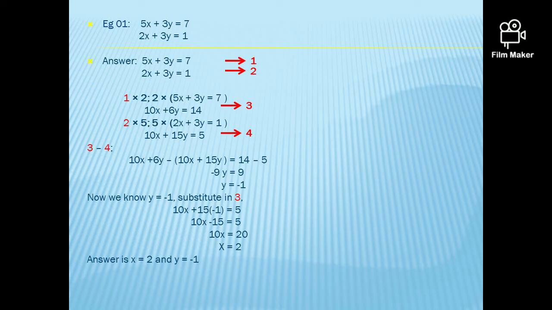They will turn up to 10x minus 1 into 15 equals 5. That is 10x minus 15 equals 5. There you obtain the answer x equals 4. That means the solution for these simultaneous equations would be x equals 2 and y equals minus 1. These are the complete procedures of doing any kind of simultaneous equation.